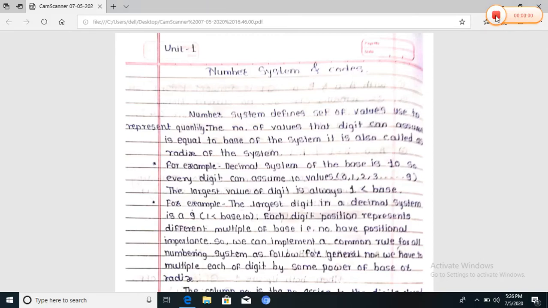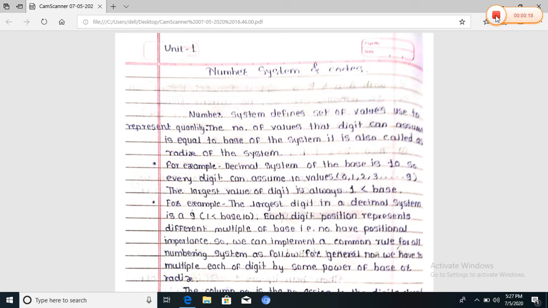Hello students. Today we are going to study the next chapter, number system, in the course of SY computer and SYIT. This is the first chapter, first point.